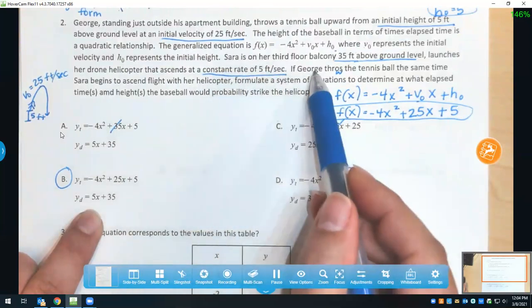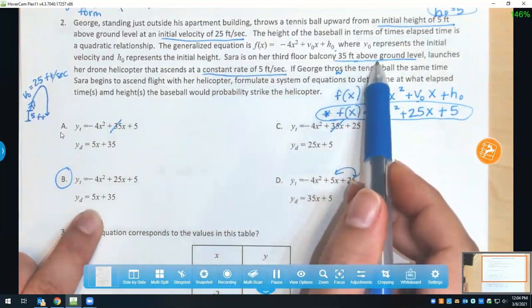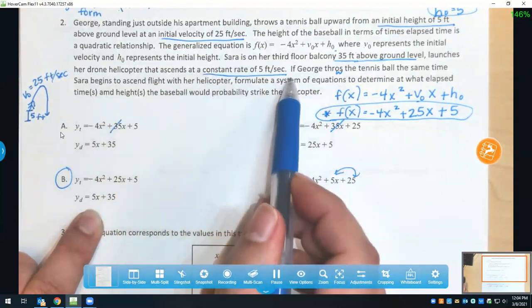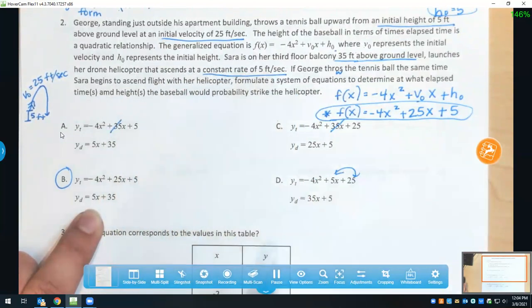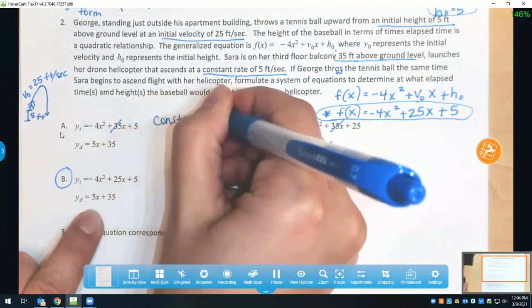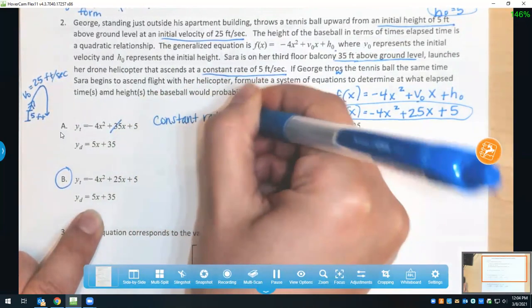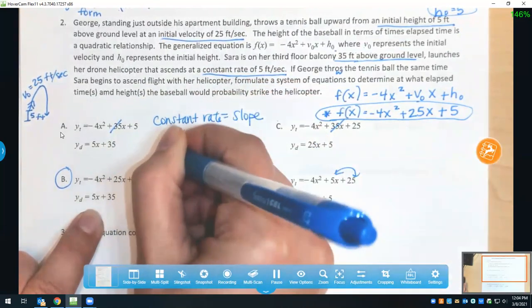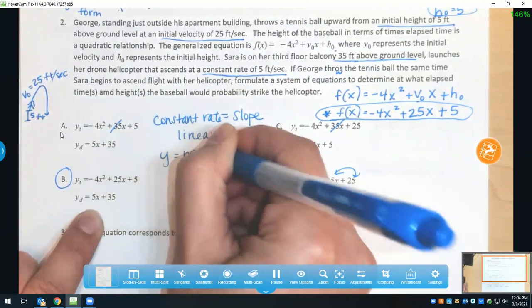So Sarah's on her 3rd floor balcony, 35 feet above the ground level, and launches the drone. This constant rate, the only graph that has a constant rate is a linear one, okay? So if you've got a constant rate, that's slope, and that means it's linear. And so we need to be thinking y equals mx plus b.